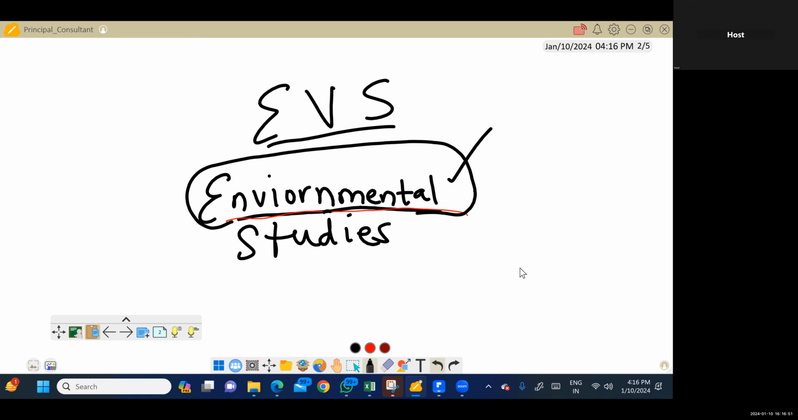Saksham, say environmental. Environmental. No, okay, better. Vidisha, say environmental. Environmental. Better. Okay, so now let's understand the meaning of environment.